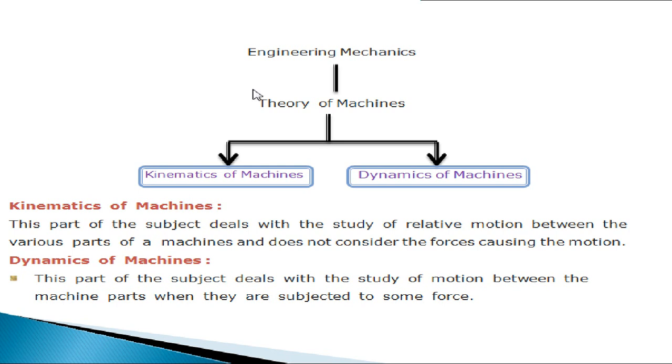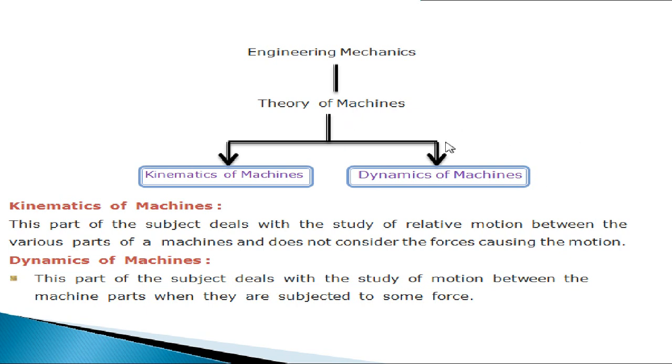As shown here, theory of machines is an extension of engineering mechanics, and it has two branches: kinematics of machines and dynamics of machines. For quite some time we'll be concentrating on kinematics of machines, and then we'll go into the dynamics of machines. Kinematics of machines deals with the study of relative motion between various parts of a machine, and it does not consider the forces causing the relative motion.